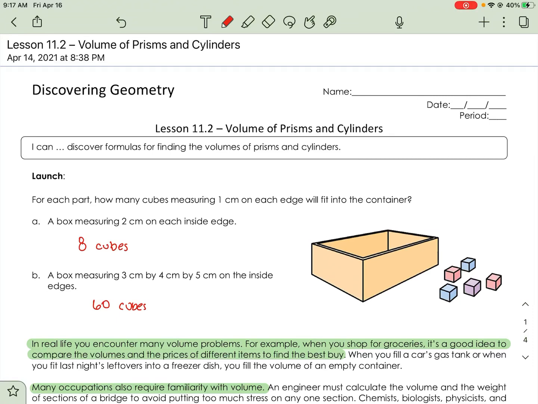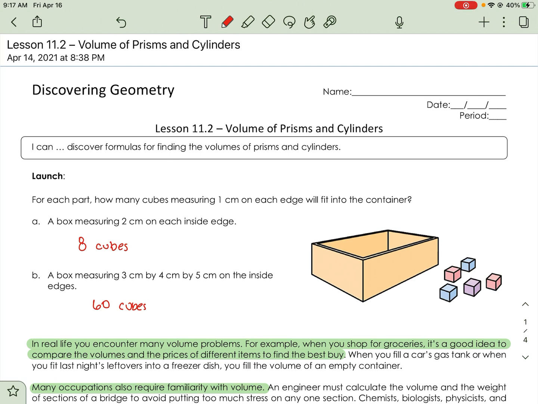In these notes, we're going to take a look at how to find the volume of prisms and cylinders. So to start, let's take a look at the warm-up. It says, how many cubes measuring 1 centimeter on each edge will fit into the container? A box measuring 2 centimeters on each inside edge.